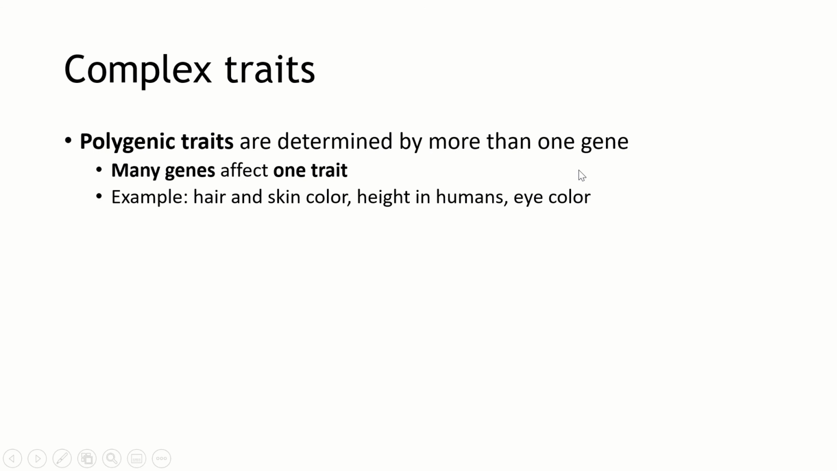Polygenic traits are also complex traits, and these are determined by more than one gene. So hair and skin color are determined by multiple genes. Some of those show simple dominance. Some of those show incomplete dominance. Some of those can combine in different ways. So, for example, hair color in humans, darker colors are dominant over lighter colors. So black is dominant over blonde, but there's incomplete dominance because you could have light brown hair. Oh, it's very complicated. Height is many genes go into that, and then eye color as well.